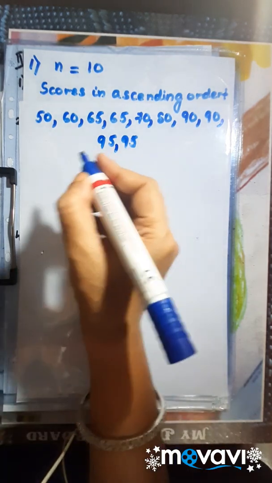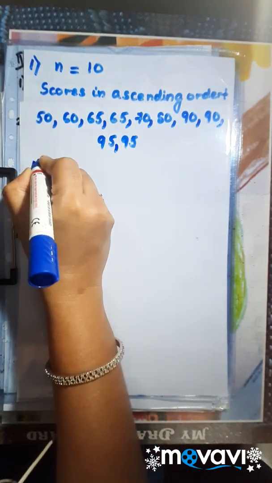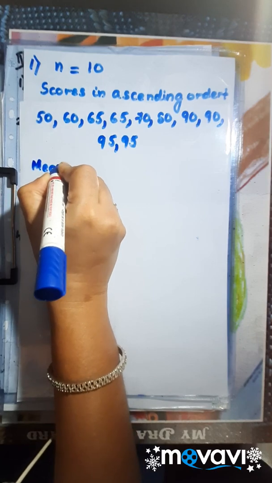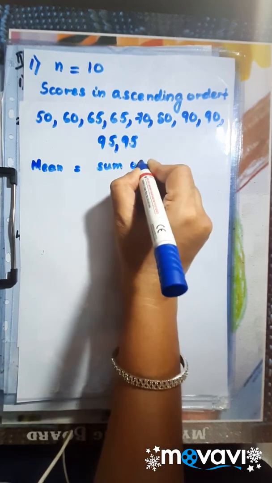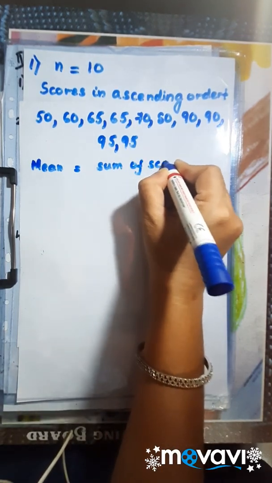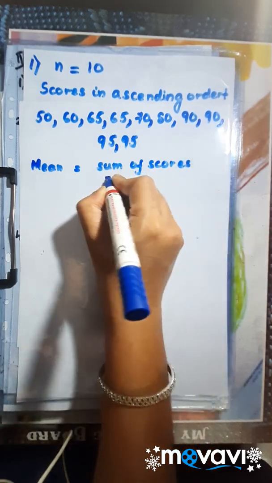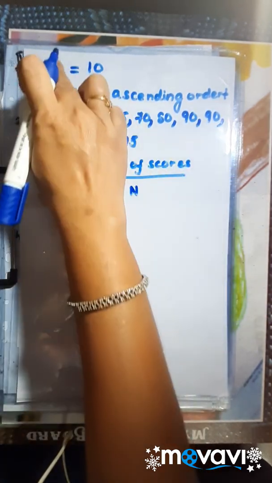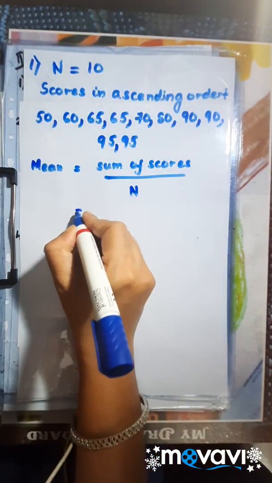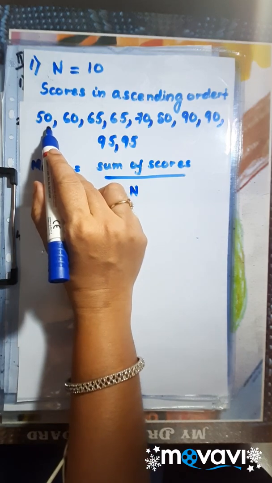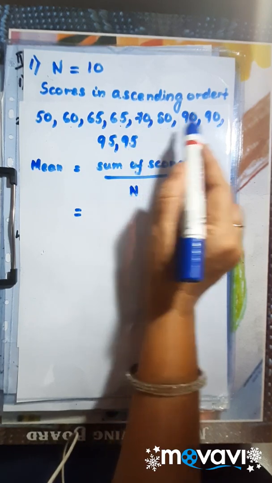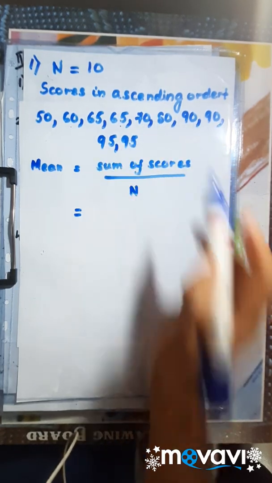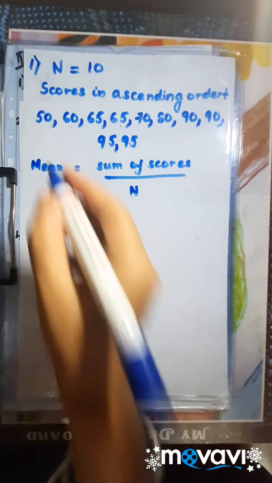Correct. Now first, tell me what is the mean. Okay, now my mean is equal to sum of scores upon n, number of scores. Write this as capital N, number of scores. So sum of scores means I must do 50 plus 60 plus 65 plus 65 plus 70 plus 80 plus 90 plus 90 plus 95 plus 95. Correct? So let's add the scores.